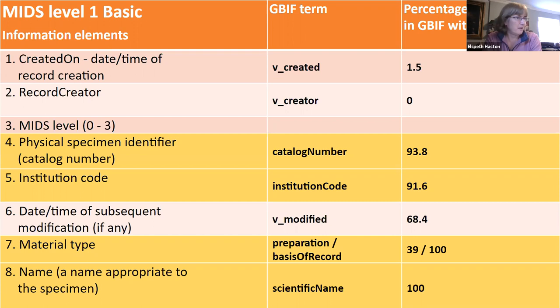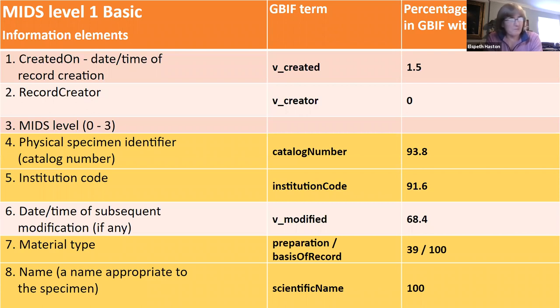So we've got the date and time of subsequent modification. That could potentially be very useful because that's going to tell you if the record that you're looking at has changed, if people have been updating it and potentially increasing the data attached to that. Then again, that's good. That's 68.4%.